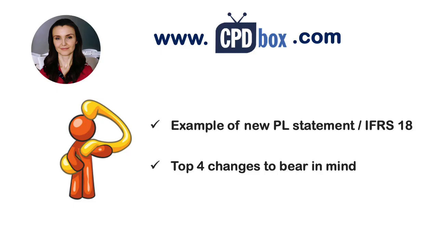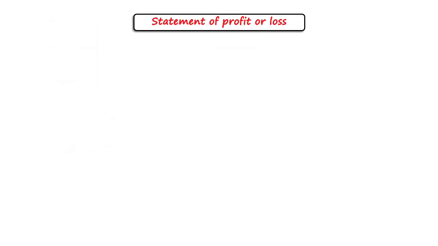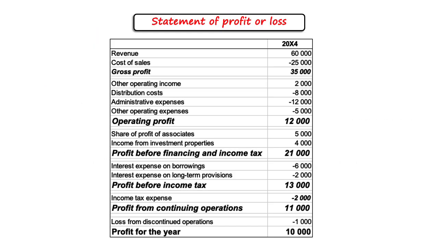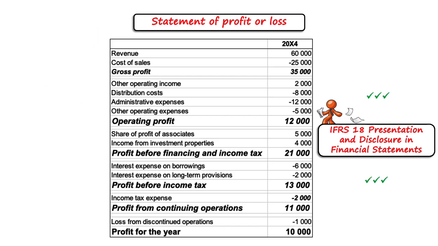And because it brought really significant changes, I will try to show you exactly how they affect the new statement. So this is the statement of profit or loss, fully in compliance with the new standard IFRS 18, and it might look the same as we have seen many times before. So where are those changes?